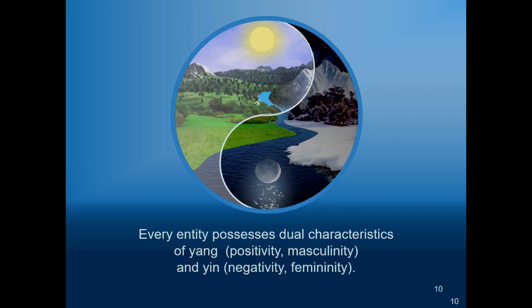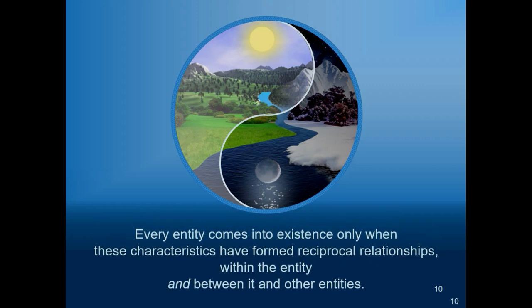Every entity possesses dual characteristics of yang, positivity, masculinity, and yin, negativity, femininity. We see everywhere plus and minus, male and female, man and woman. All creation is divided in these two categories. Every entity comes into existence only when these characteristics have formed reciprocal relationships within the entity and between it and other entities.